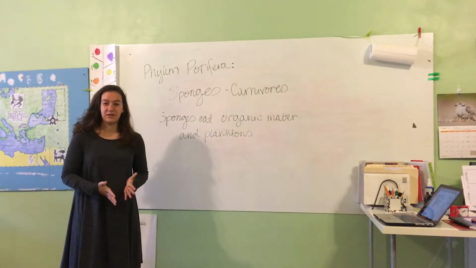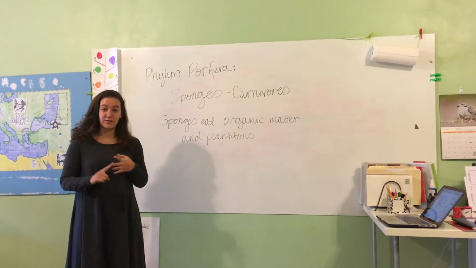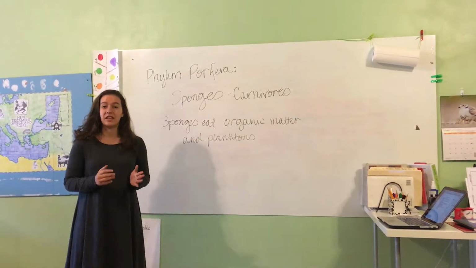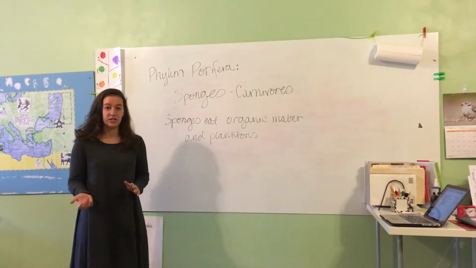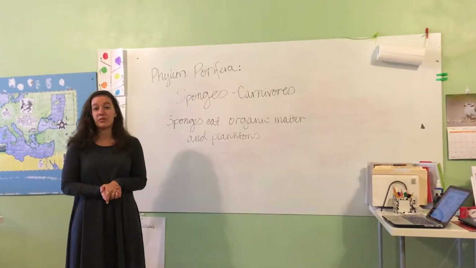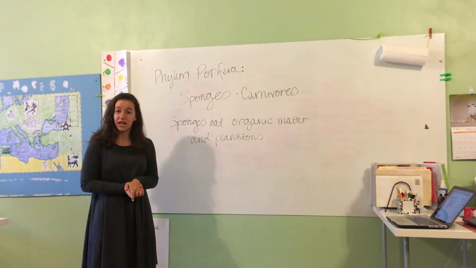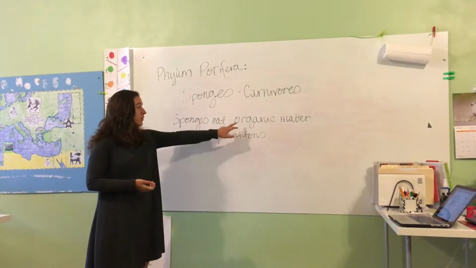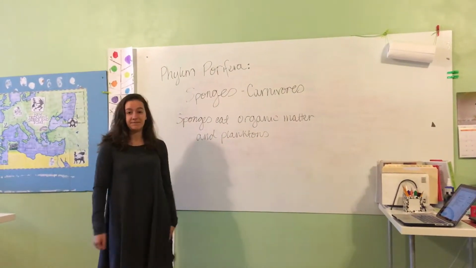So now that we know the differences between carnivores, omnivores, and herbivores, let's talk about the individual phyla and which one is which. So the first phylum that we're going to talk about is the phylum Porifera. Porifera are our sponges. They are carnivores, and they eat organic matter and plankton.